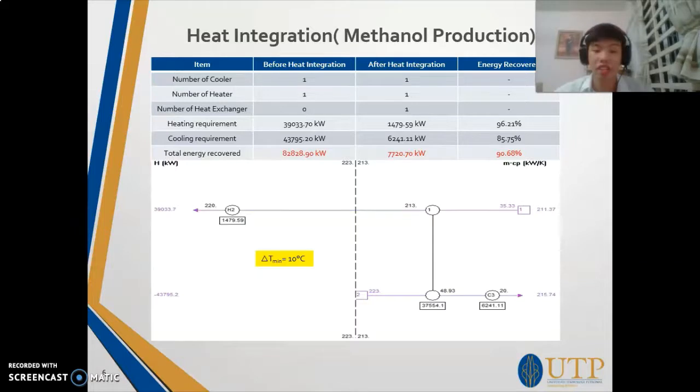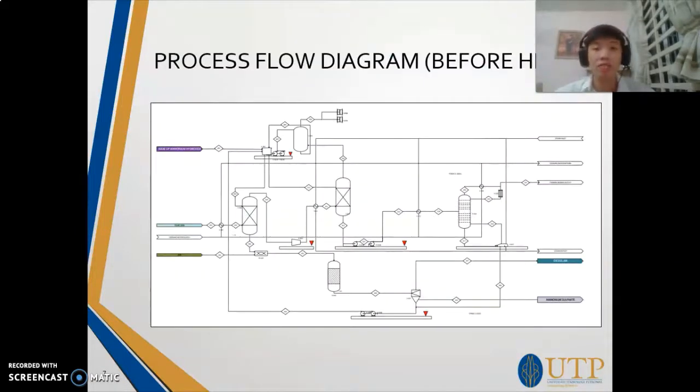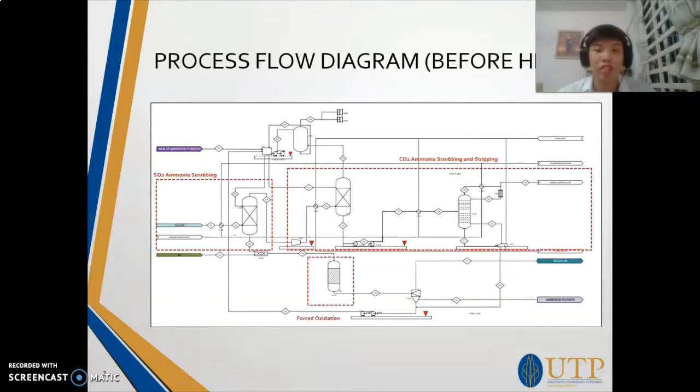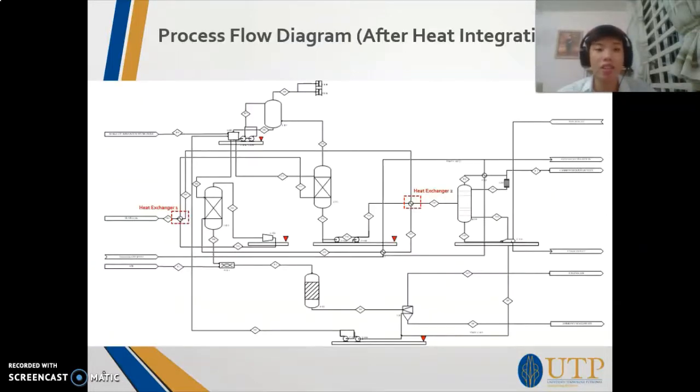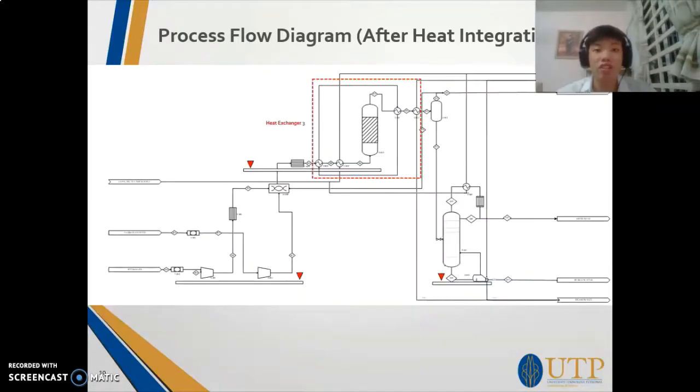90.68%, which is significant. So this is the PFD before HI with coolers and heaters present for ammonia scrubbing, CO2 scrubbing, and forced oxidation. And this is the PFD for methanol production before heat integration. And this is the PFD after heat integration with the presence of heat exchangers for both PFDs. So that's it from me. I will pass the floor to Lim.